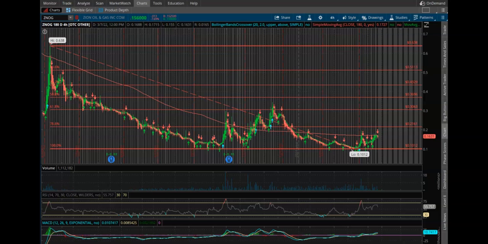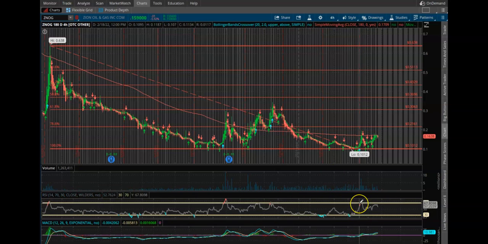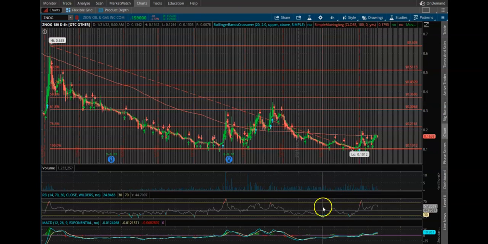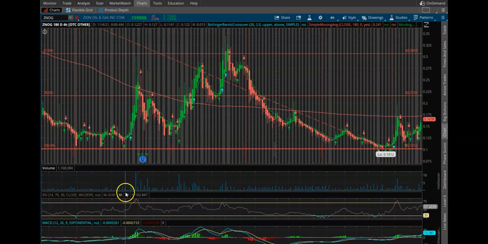Okay guys, so we are on Zion Oil and Gas, ticker symbol ZNOG. This is kind of a good example of how to use these indicators. You're going to look down here. This is your MACD indicator. Again, we already talked about the RSI, which shows undervalued, overvalued. If you haven't seen that video, I highly recommend that you go take a look at that, because that's one of the indicators that you can use as well to determine when's a good time to get in or get out. So basically, in a nutshell, this is a momentum indicator.